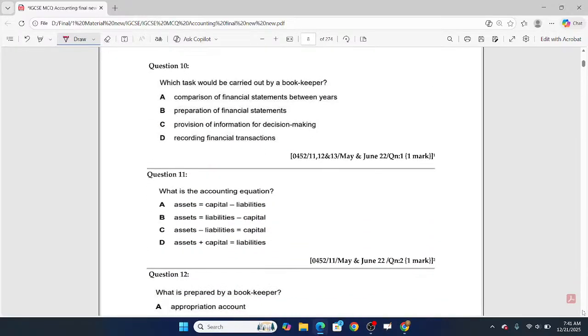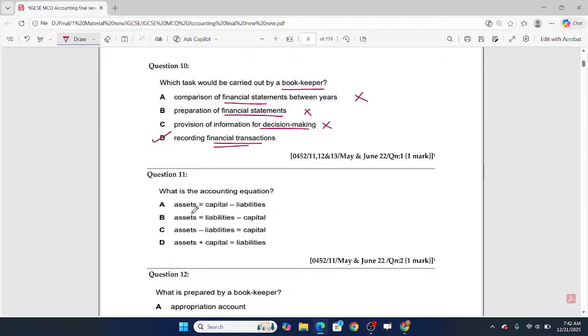Now, next, which task would be carried out by the bookkeeper? Already we have seen up to the recording. Okay, prime entries are going to be posted here. Comparison of financial statements between the years, no, it's the accountant's job. Preparation of financial statements is the accountant's job, and decision making will come only after the financial statement, also in the hands of the accountant. Recording the financial transactions in journal entries as well as subsidiary books will be the predominant one. So D is the correct one.